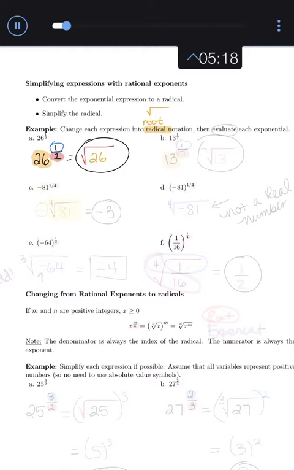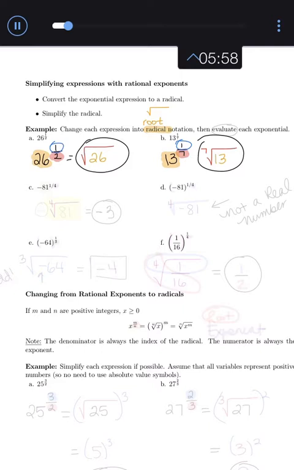Now let's take a look at B. We've got 13 to the 1/7. Well, again, let's take a look at the bottom. The bottom of that fractional exponent tells us what kind of root we have. In this case, it tells us we have a 7th root of, what's our number here? 13. So we've got the 7th root of 13. Again, technically that 13 is raised to the first power, but anything raised to the first power means you don't need to write the 1. So it's just the 7th root of 13.